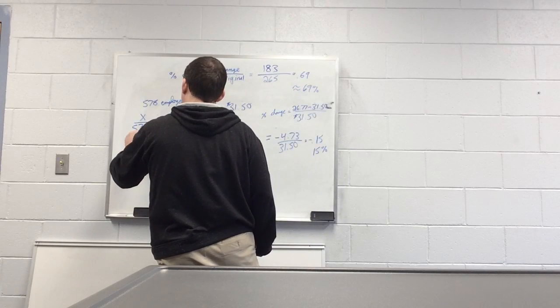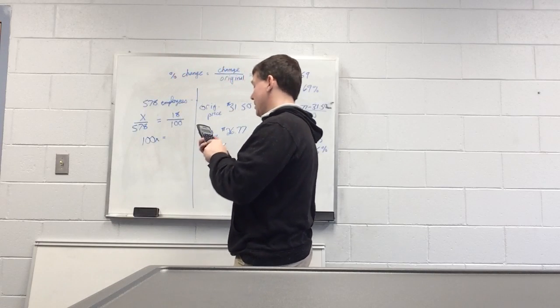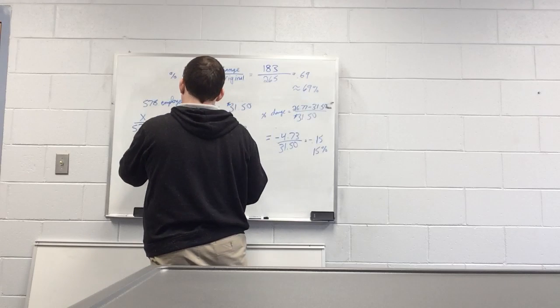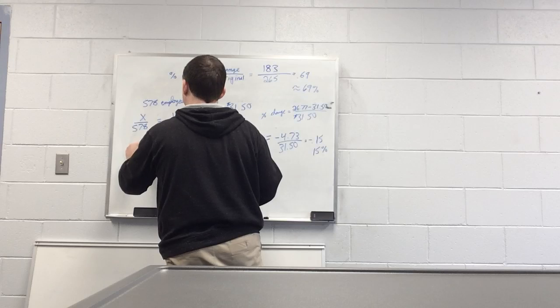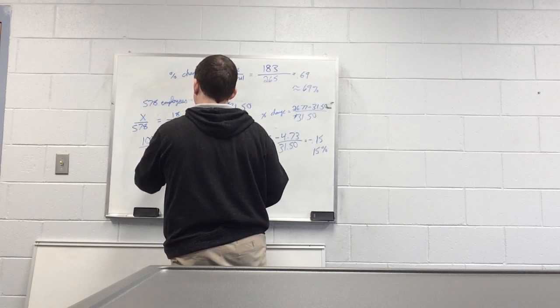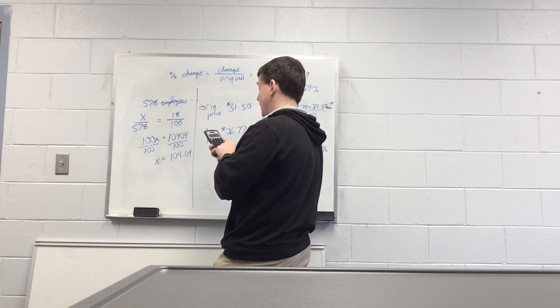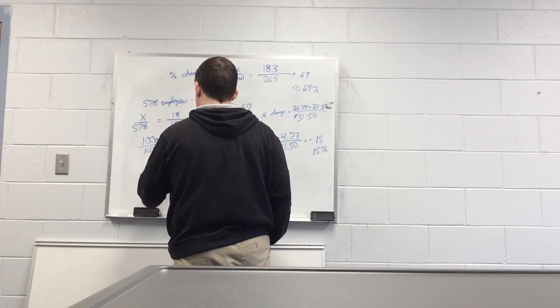I cross multiply. 100 times x is 100x. 578 times 18 is 10,404. Then I divide by 100, and I get x equals 104.04, which, of course, we'll just say is 104.